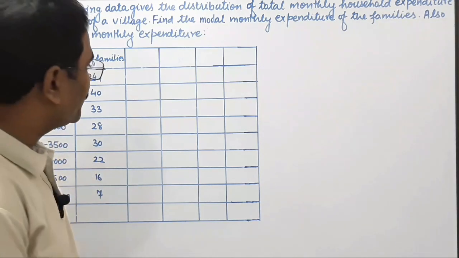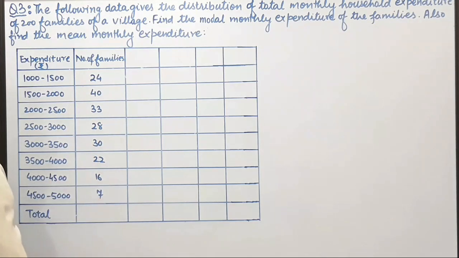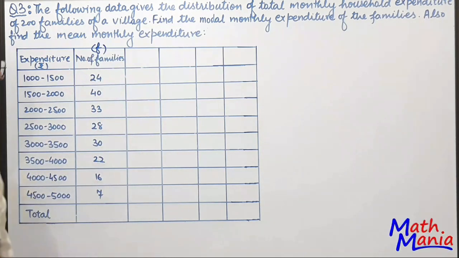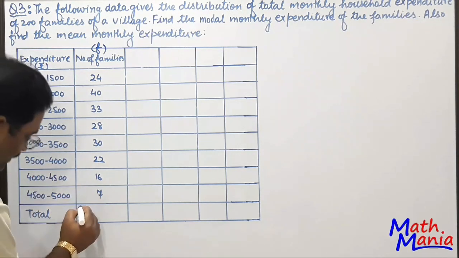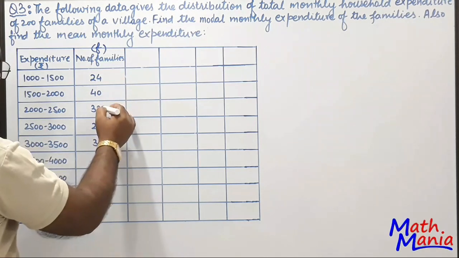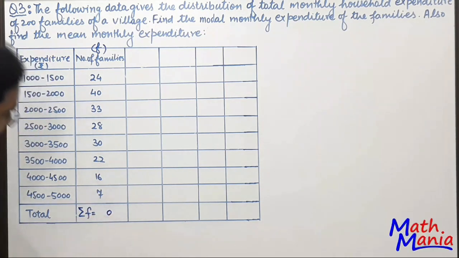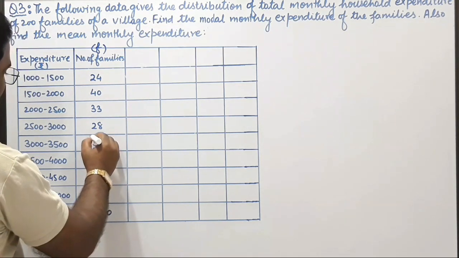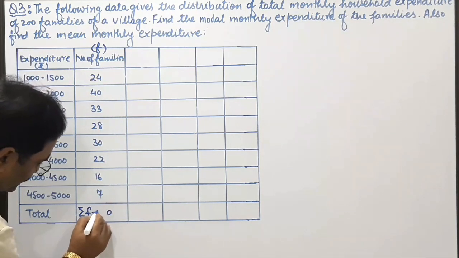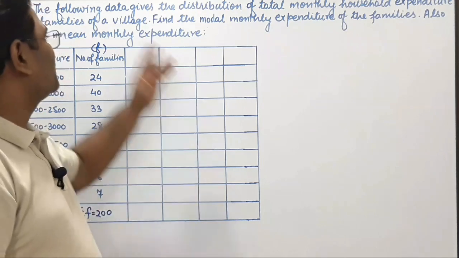So in the step deviation method, this is expenditure in rupees, monthly, and number of families is given. This number of families is represented as a frequency, written as small f. First of all we need to add these, which is called sigma f. Adding 4 plus 3 is 7, plus 8 is 15, and so on, the total comes to 200. The survey was conducted on 200 families, as mentioned in the question also.